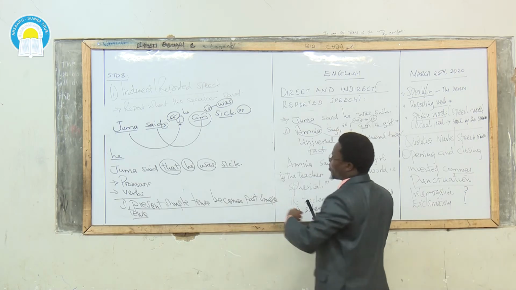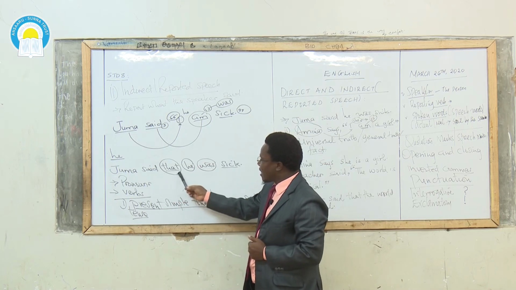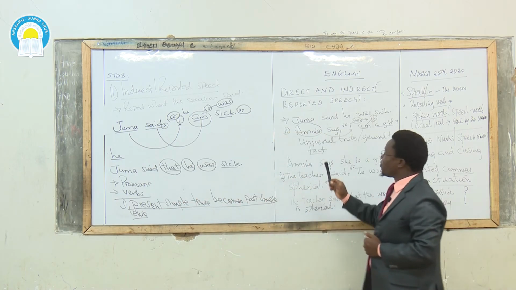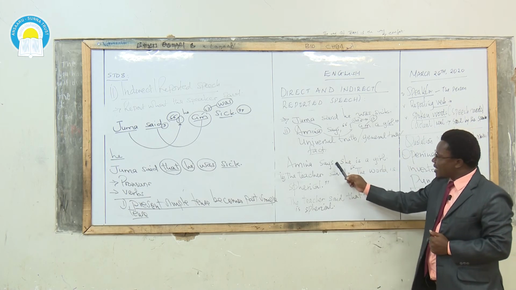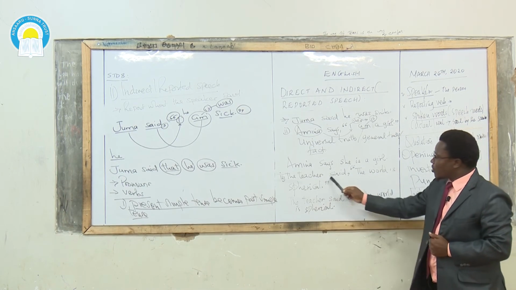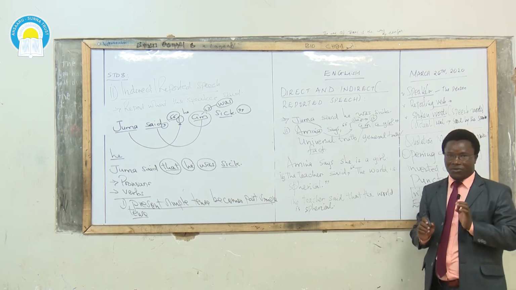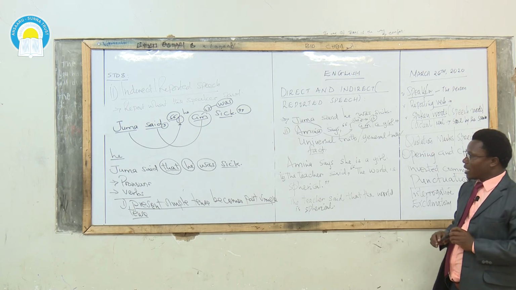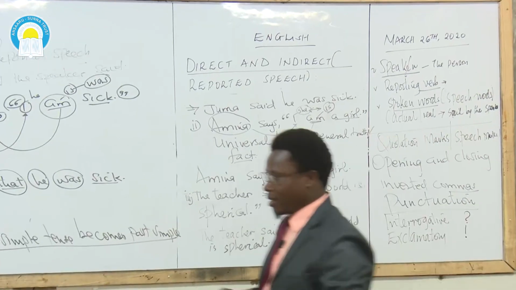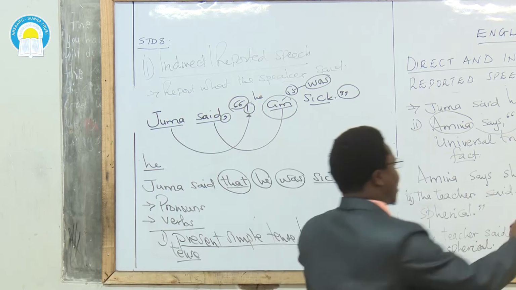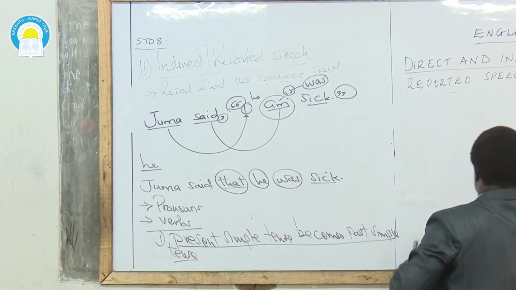With the three examples we have looked at, Juma said, I am sick, becomes Juma said that he was sick. Two, Amina says, I am a girl, becomes Amina says she is a girl. The teacher said the world is spherical, becomes the teacher said that the world is spherical. Until the next time, when we shall look at other rules, I beg to leave you with 3 questions for practice. 1, rewrite the following sentences into reported speech. This can be part of your homework.